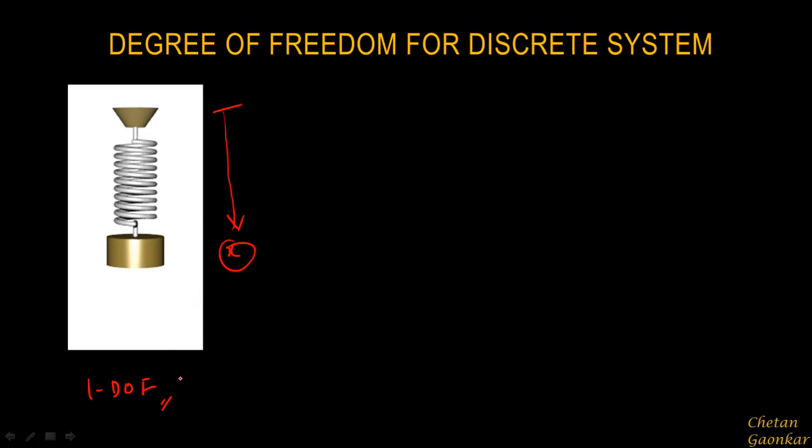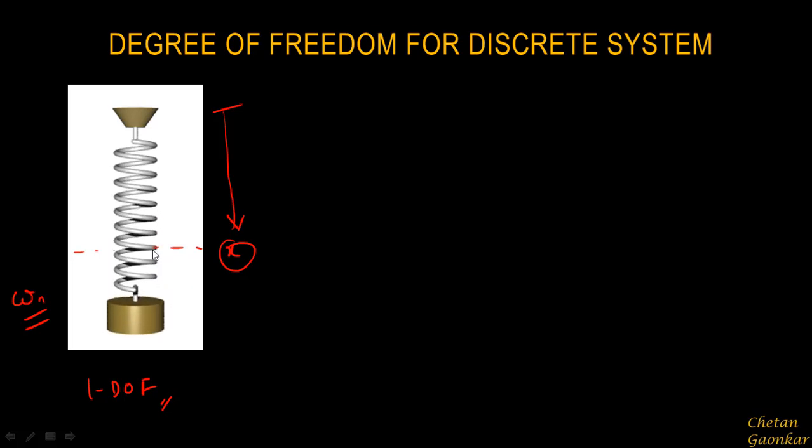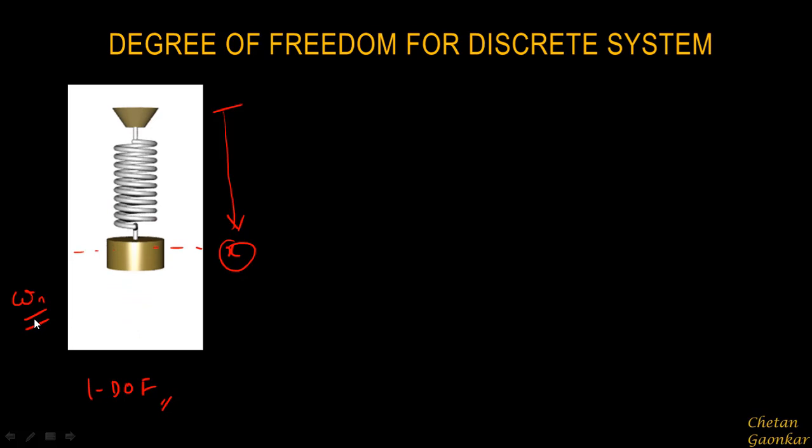Now since this is a 1 degree of freedom system, it will have only one natural frequency with which it will oscillate. What do I mean by natural frequency? Suppose this is the mean position, and at this mean position if I disturb it, if I give it some oscillations, then it will start oscillating about the mean position, right? But that oscillation will be with one particular frequency, and that is called the natural frequency of the system. It doesn't depend upon external factors. It is totally the inherent property of this system.